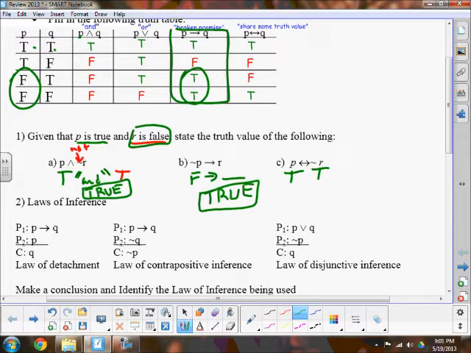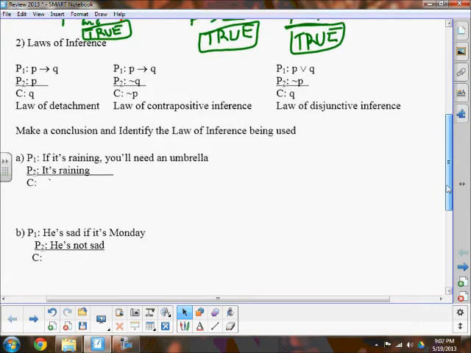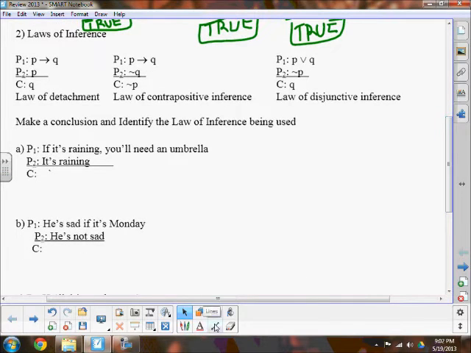And the last one, P is a true statement, not R. If it's not false, it would be true. So since they share the same truth value, for a biconditional statement, it will be true overall as well. So it turns out all three of those statements happen to have a truth value of true. So the truth value is just whether or not the statement is true or false.